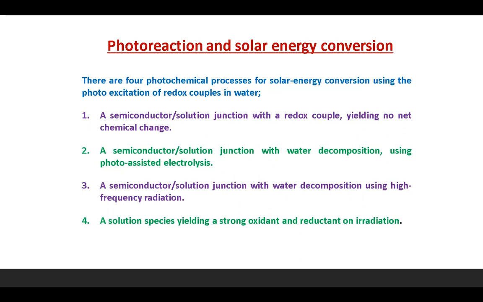Number 2, a semiconductor solution junction, with water decomposition, using photo-assisted electrolysis. Number 3, a semiconductor solution junction, with water decomposition, using high-frequency radiation. And the last one is a solution species, yielding a strong oxidant and reductant on irradiation. Here, we will discuss the 4 photochemical processes, one by one.